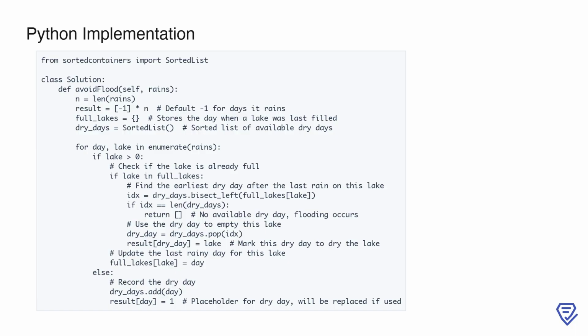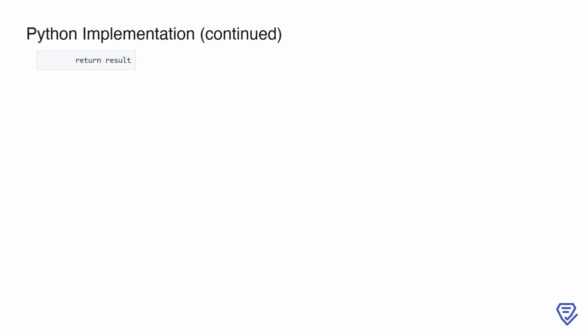Otherwise, we pop the earliest dry day from dry_days and update the result list to mark that day is used to dry the lake. Finally, we update full_lakes with the current day as the most recent day this lake was filled. If it's a dry day, indicated by a lake value of 0, we simply add the day to the dry_days list and temporarily set the result for that day to 1 as a placeholder. After completing the iteration through all days in the rains list, the result list is returned as the output.